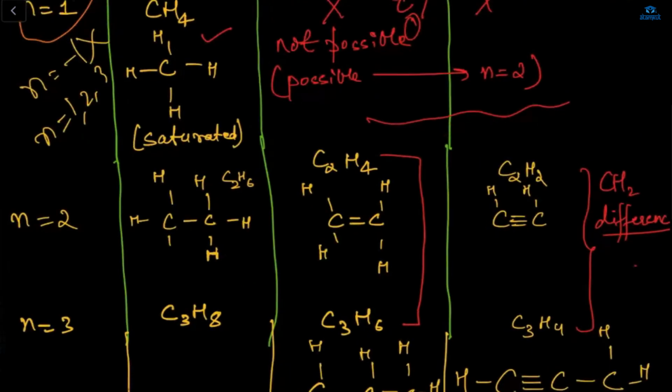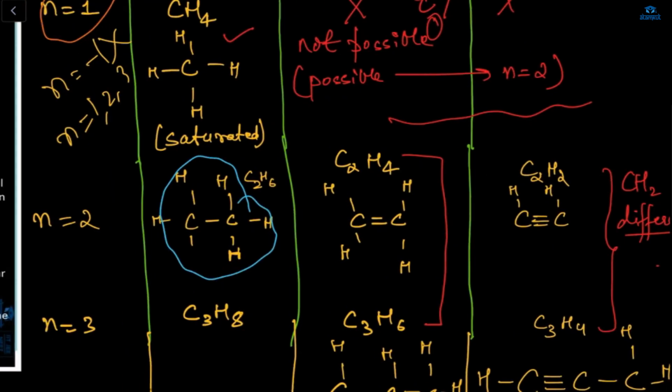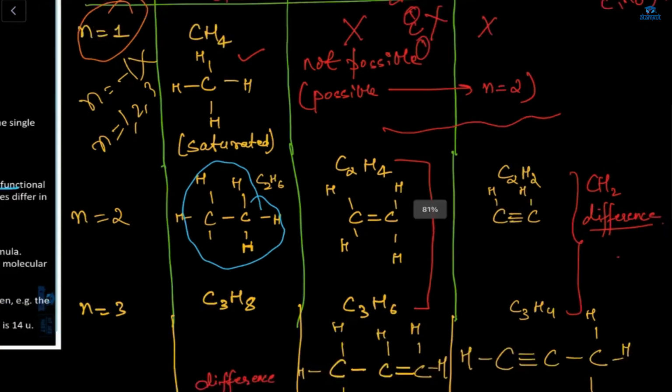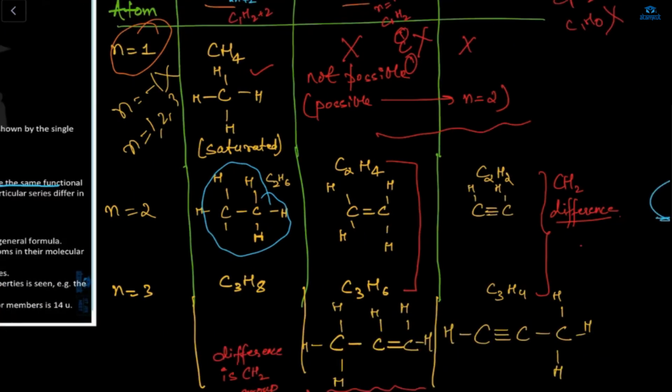If n is equal to 2, I'm writing, so this is the structural formula: your 2 carbons and your 6 hydrogens. n is equal to 3, so 3 carbons, 8 hydrogens. Here it is also possible, with your 2 hydrogens; this is your alkenes, with a double bond. Here also it is possible: 2 carbons and 2 hydrogens, which is your C2H2 with a triple bond, which is known as your alkynes.